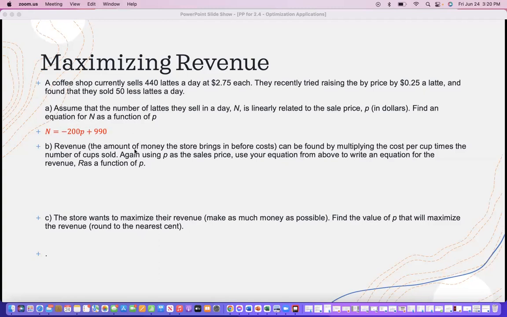The second part says now, revenue, which is the amount of money a store brings in before costs, can be found by multiplying the cost per cup, well, that would be our price, P, times the number of cups sold. Well, number of cups sold is my N. So using P as my sales price, use the equation from above to write the equation for the revenue, R, as a function of P.